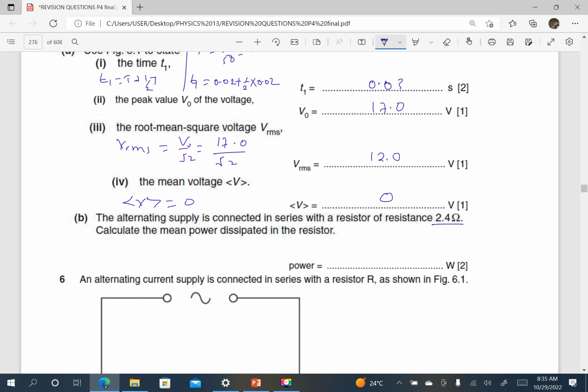When you are dealing with the mean power, talk about root mean square values. Just look at the formula for power as V over R, but then V should be root mean square. So the average power is going to be V root mean squared divided by R. And this is 12.0 squared divided by R, which is 2.4. When I press my calculator, this is giving me 60.2 watts.